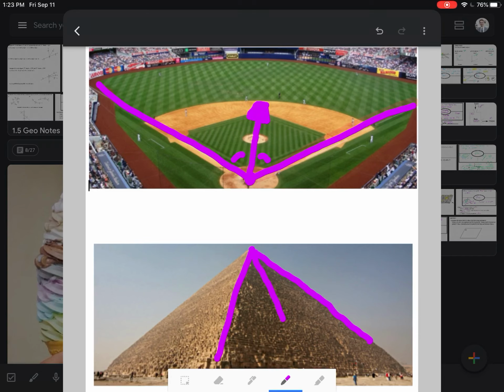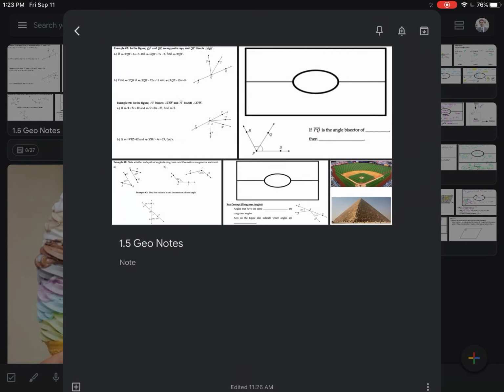So a big idea today, there are some good applications for angle bisectors and for congruent angles, but these are the two that came to mind for me right away. Hopefully that can ground what we're doing today in something that's real. So with that being said, let's jump into our definition.